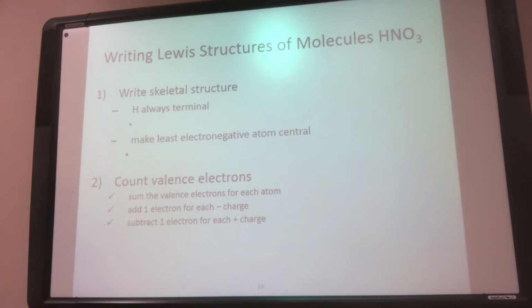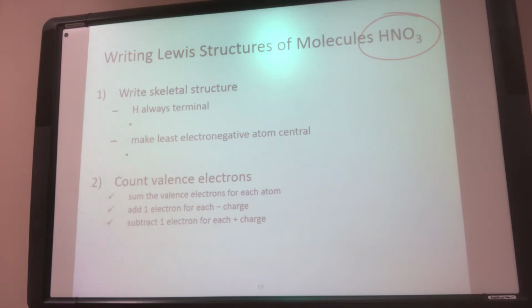So we're going to draw the Lewis structure for HNO3, and that's going to help us to practice our steps. So what's the first step? The first step is to write the skeletal structure. Think of this as a puzzle: take our pieces and lay them out on the board. We're not putting them together, we're not connecting anything, we're just sorting our pieces.